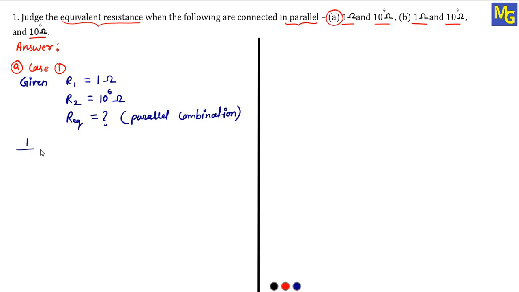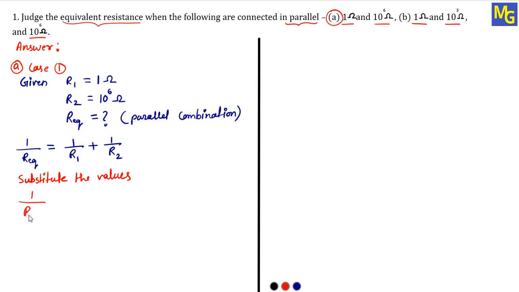So what is the formula in parallel combination to find the equivalent resistance? I'll write it here: 1 divided by R equivalent is equal to 1 divided by R1 plus 1 divided by R2, and this continues if you have more resistors. Now we'll substitute the values.